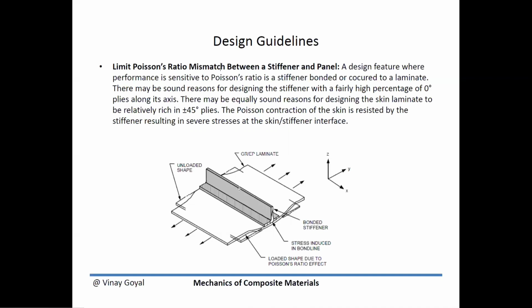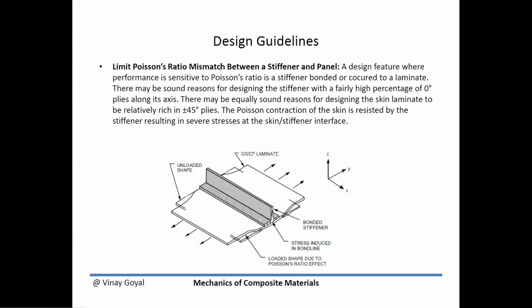A design feature where the Poisson ratio can get involved is a stiffener bonded, co-bonded, or co-cured to a laminate. There might be good reasons for designing the stiffener with a fairly high percentage of 0 degrees along the x-axis. The x-axis is this one, and that's to be able to reduce the Poisson ratio mismatch.